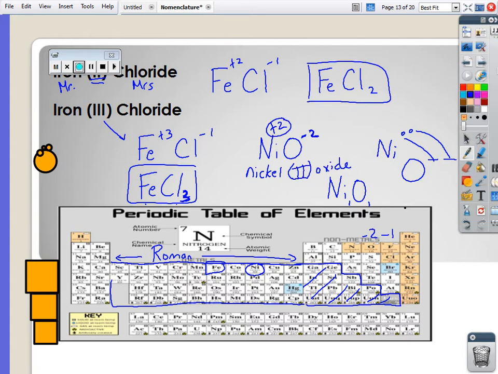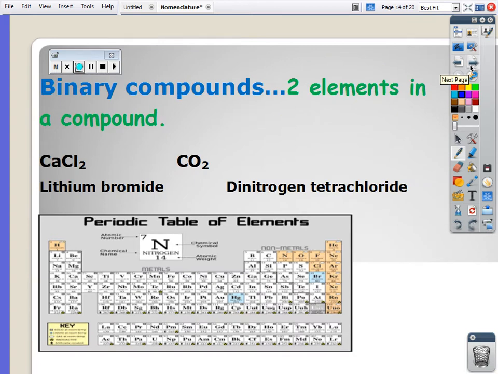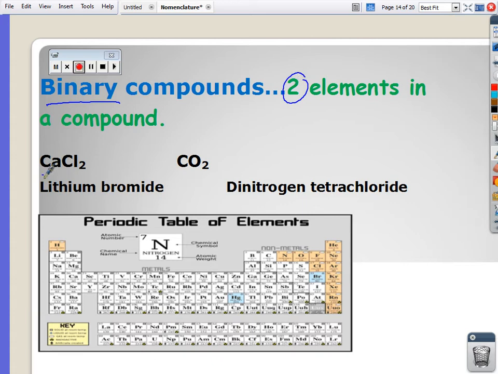Okay, there's more in some of the worksheets I gave you, and we'll do some more in a minute too when we come back to polyatomics. Now, it's real important that you understand what a binary compound is. A binary compound has 2 elements. 1, 2, 1, 2, 1, 2, 1, 2. Okay, those are binary compounds.